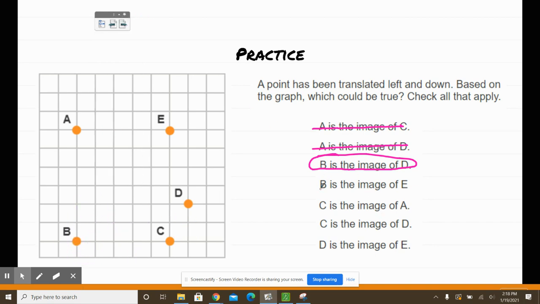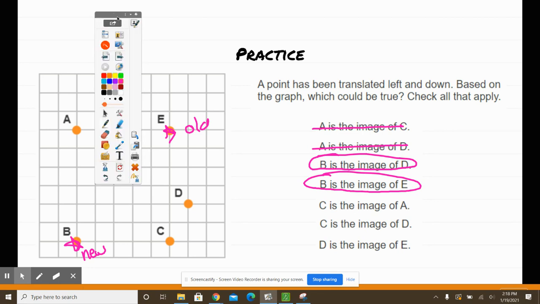Okay. Is B the image of E? Could B be the image of E? B would be the image, so that's new. This would be old. Let's see. Could you take the old and move it to the left and down? Yep, sure could. How about C and A?